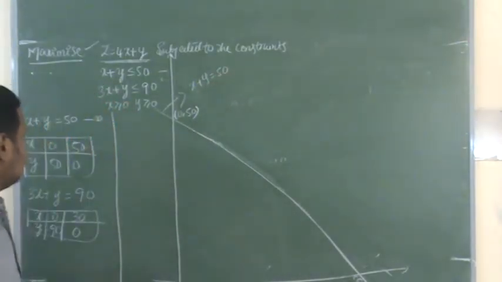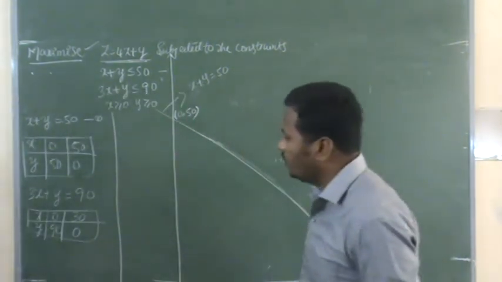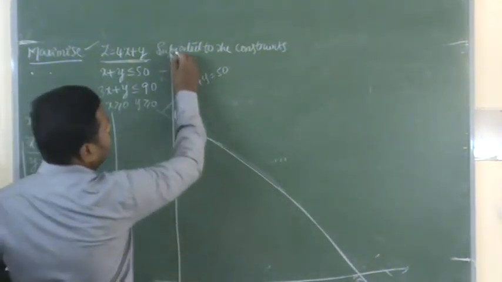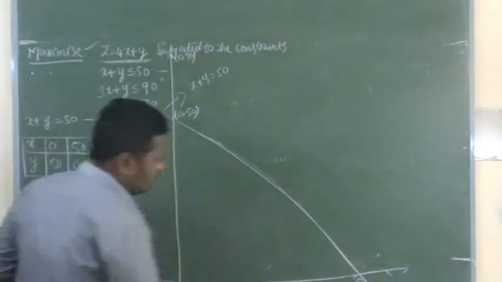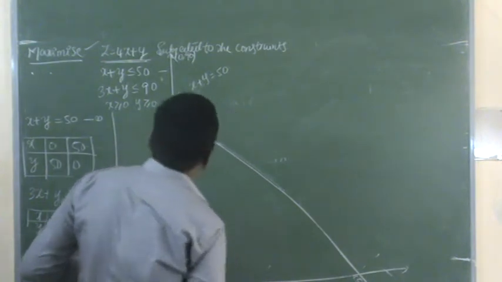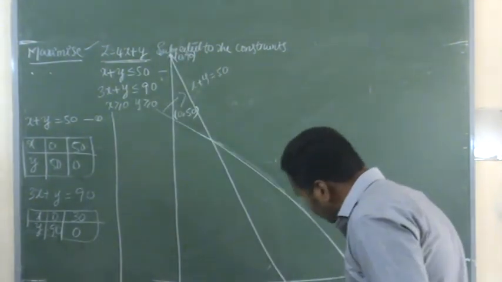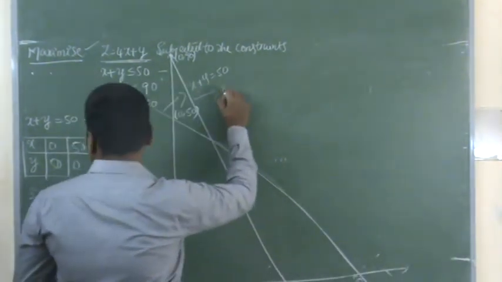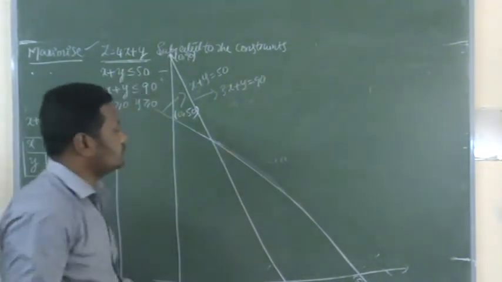Now the second line, 3x plus y. When x equals 0, y is 90, so 0 comma 90, and 30 comma 0. This is the equation of the line 3x plus y equals 90.